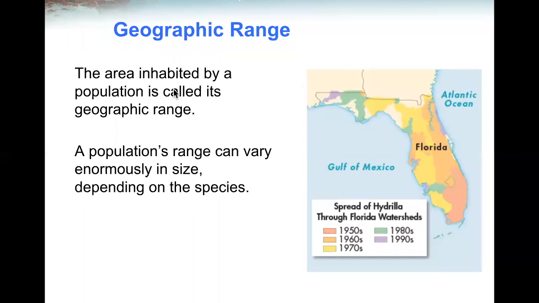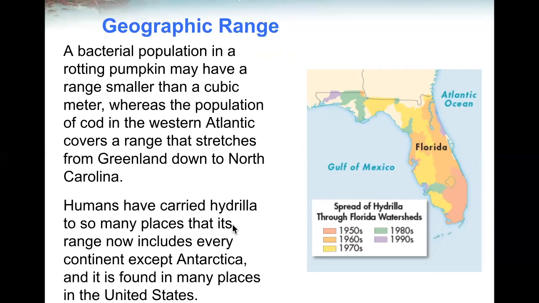The area inhabited by a population is called a geographic range. A population's range can vary enormously in size depending on the species. A bacteria population in a rotting pumpkin may have a range smaller than a cubic meter, whereas the population of cod in the Western Atlantic covers a range that stretches from Greenland down to North Carolina. Humans have carried hydrilla to so many places that its range now includes every continent except Antarctica and is found in many places in the United States.